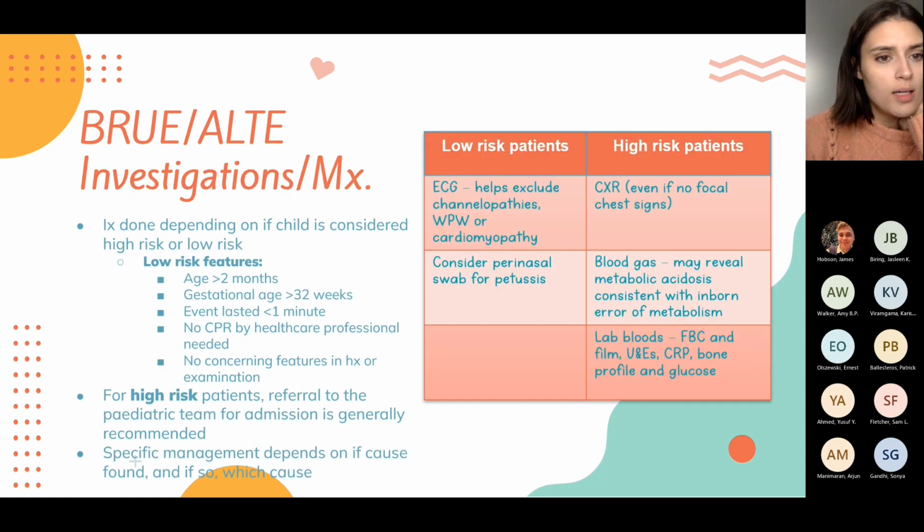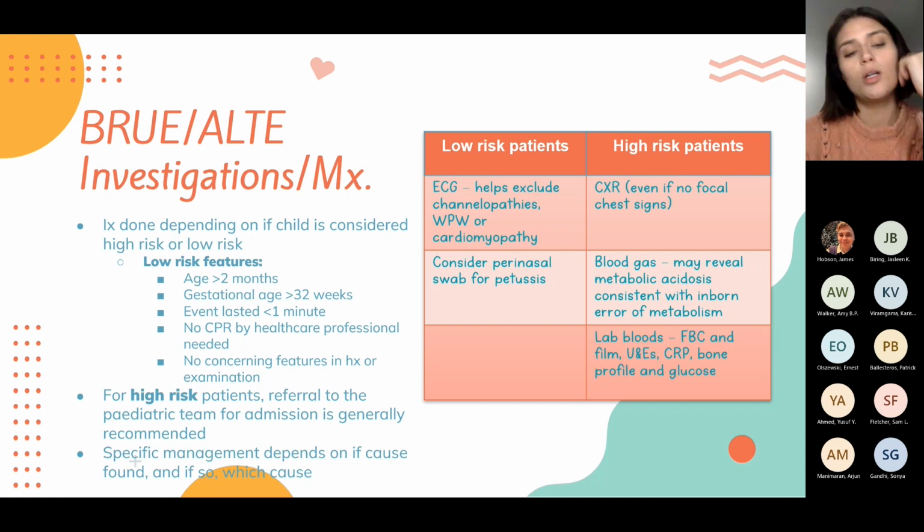And then investigations and management wise, it depends really what you think could be the cause. Like I said before, with a lot of patients you never find a cause, and there might not even be one suspected. You think it is just a BRUE or an ALTE, and we'll send you home with monitoring and advice.